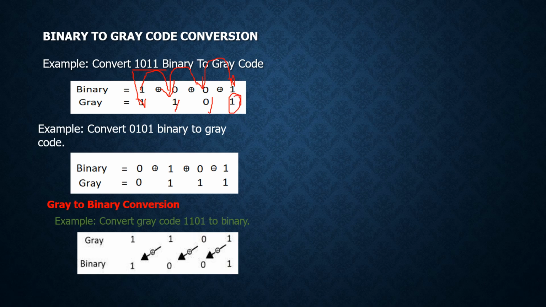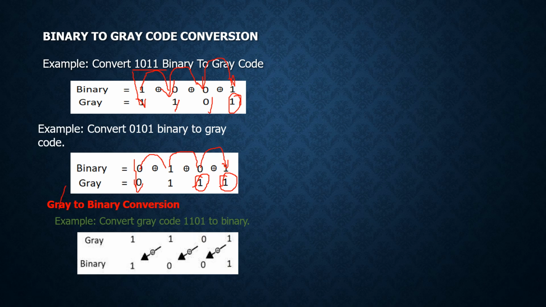So 0101 binary to gray code. As I already told you, the first value you have to write as such. How will you get the second digit of the gray code? You have to XOR the first and the second digit. Then XOR the second and the third digit of the binary code, and you will get the third digit of the gray code. XOR 0 and 1, and you will get the fourth digit of the gray code. In this, you use only the binary to calculate the gray.